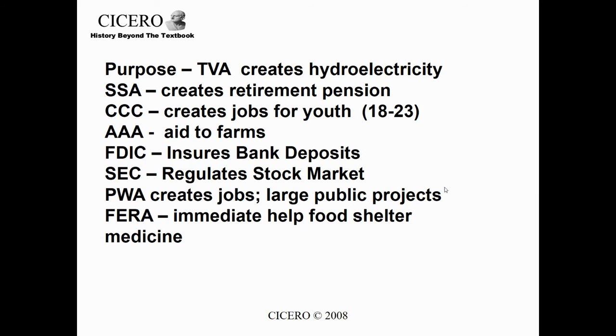The purpose of the TVA, Tennessee Valley Authority: it created hydroelectricity, water-generated turbine power plants. The SSA, Social Security Administration, creates a retirement pension for the elderly, if you want to add that. The CCC, Civilian Conservation Corps, creates jobs for youth 18 to 23. The AAA, Agricultural Adjustment Administration, gave aid to farms, usually in the form of loans.